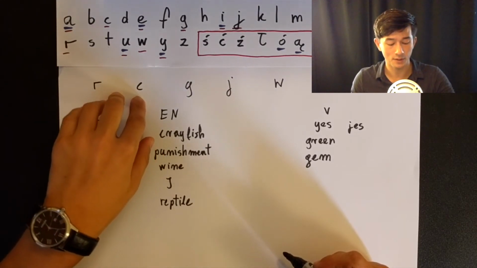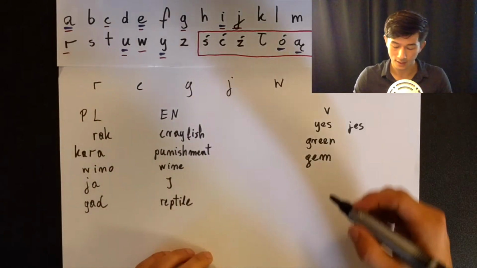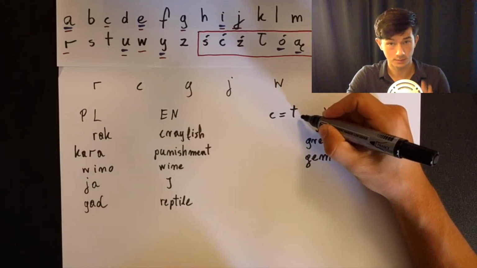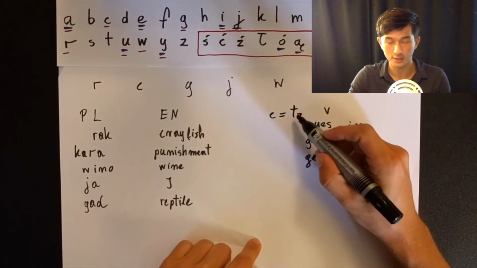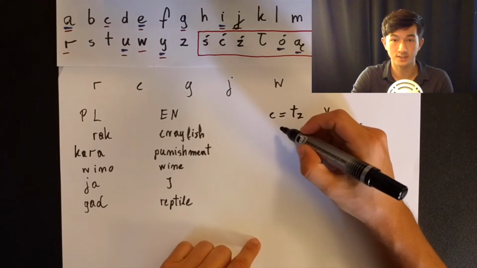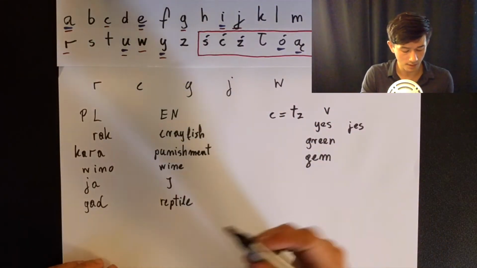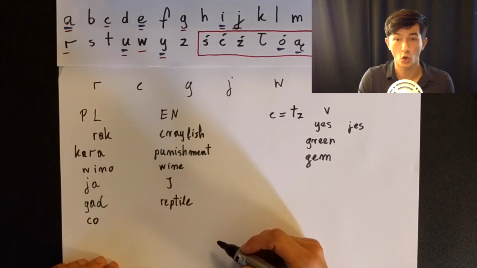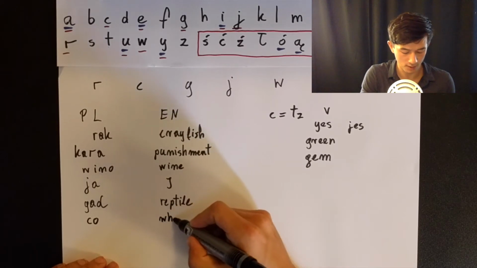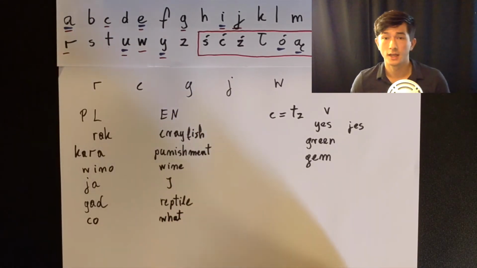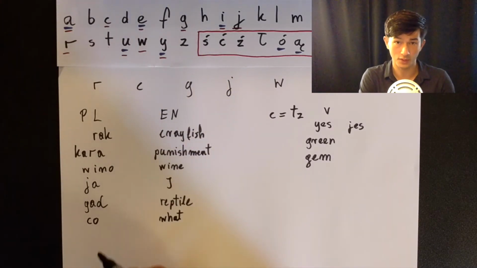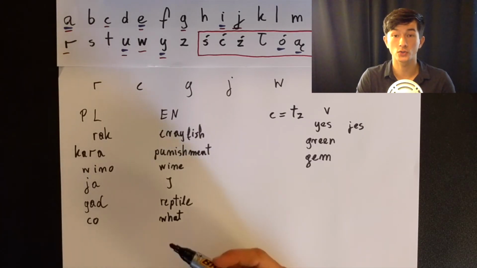So we'll see the letter c. Polish c is pronounced as if it were an English cluster of 2 letters, T plus S, okay? An example of it could be co, which means what. Be careful with the O. It's not with the English O, okay? So it's co.